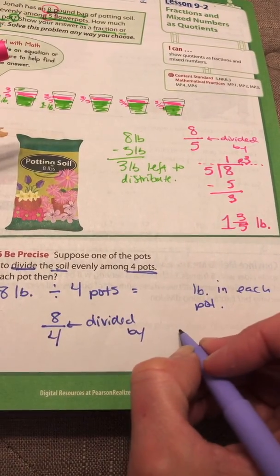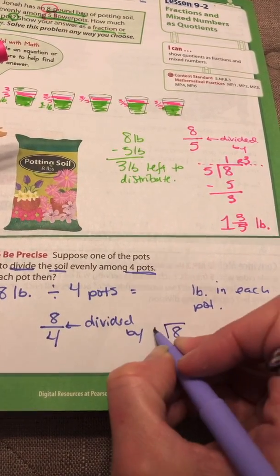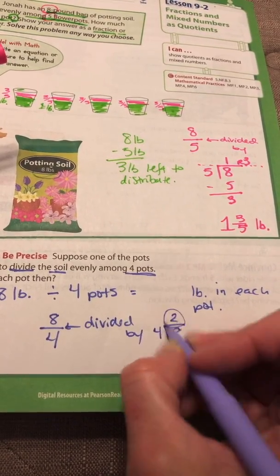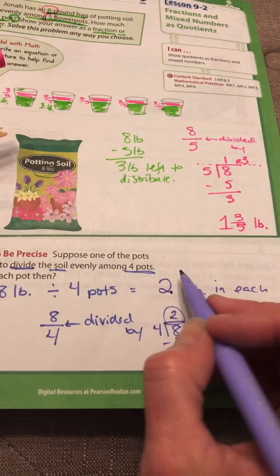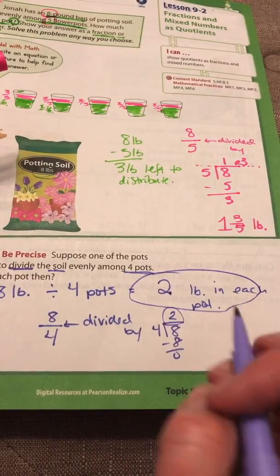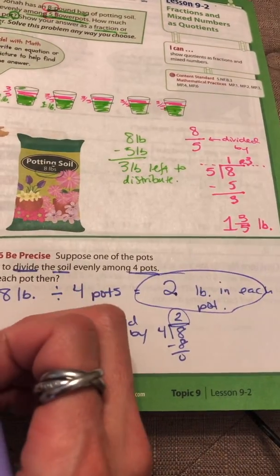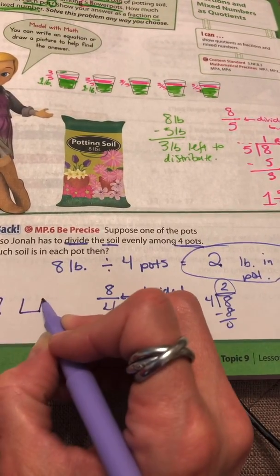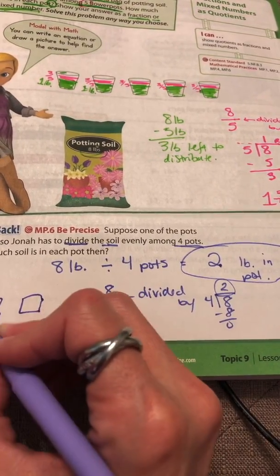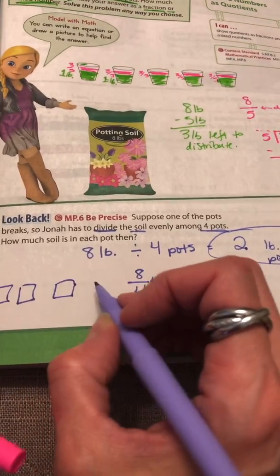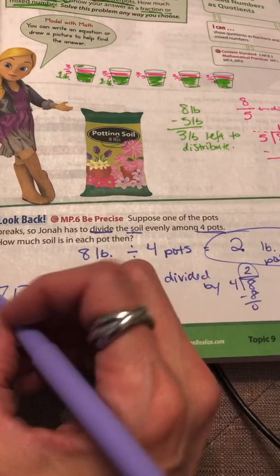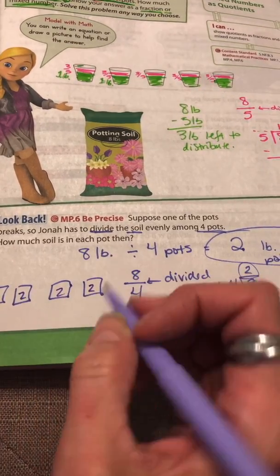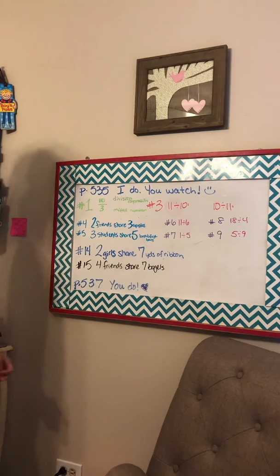All right, so 8 divided by 4. We could work that out, but we do know that 4 times 2 is exactly 8. So our answer is going to be 2 pounds in each pot. 8 pounds, 4 pots. Let's draw 4 pots just to see what this looks like in a picture. So I've got 4 pots and 2 pounds in each pot. 2, 4, 6, 8. We've used all 8 pounds.